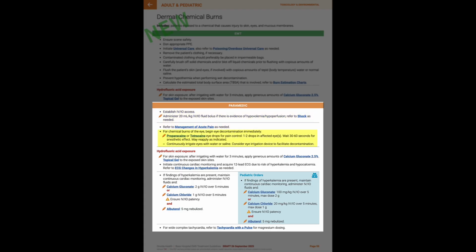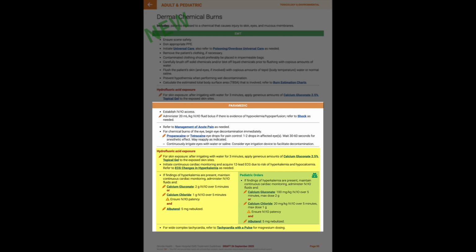When the eyes are involved, you're authorized to use proparacaine or tetracaine drops, 1 to 2 drops on each eye, and you can repeat that as often as you need to. After the patient is comfortable, begin continuous eye irrigation with water or saline and use a commercial irrigation device if available. Hydrofluoric acid exposures deserve very special attention.